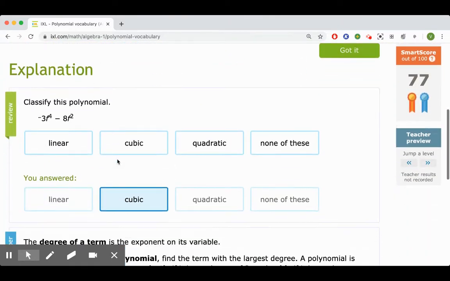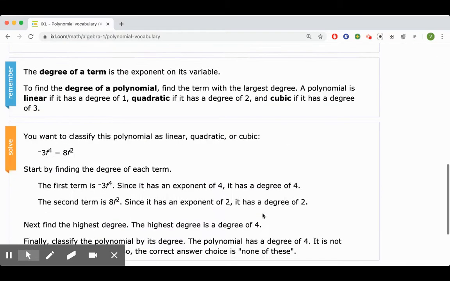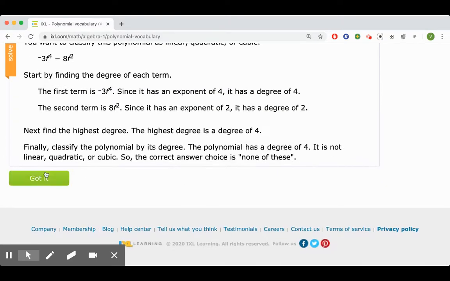Classify the polynomial. They're just showing the question you had. Okay, the degree of a term is the exponent on its variable. To define a degree of a polynomial, find a term with the largest degree. A polynomial is linear if it has a degree of 1, quadratic if it has a degree of 2, and cubic if it has a degree of 3. Okay, so the highest degree here is a 4, and 1 is linear, so it's not linear. 2 is quadratic, so it's not quadratic. 3 is cubic, and it's not cubic, so it's none of them.